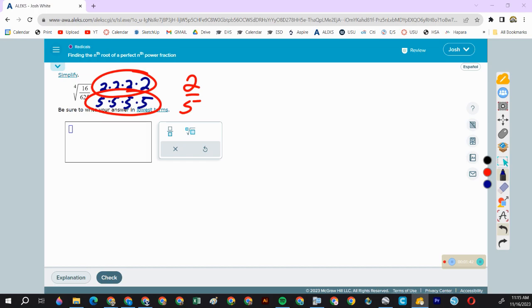Okay. What if there was an extra 3 here and a couple extra 2's down here? So you would have fourth root of 3 and fourth root of 4.